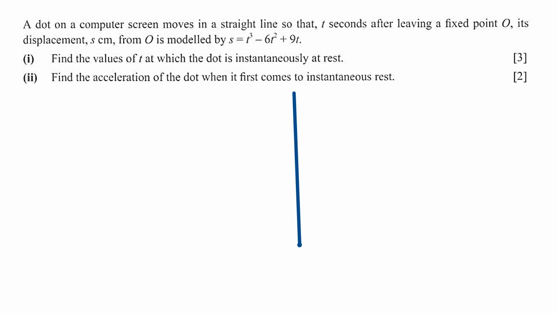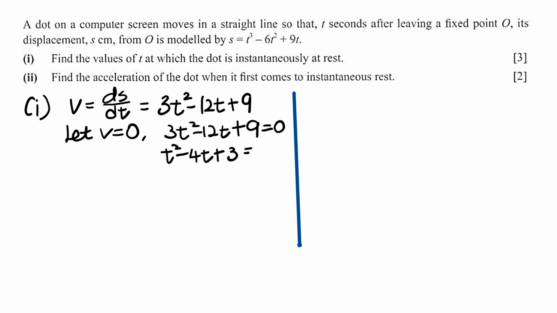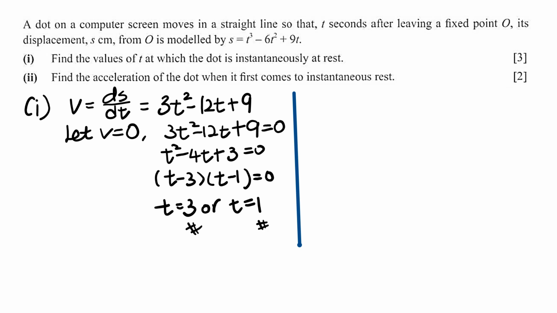When it's instantaneously at rest, it means the velocity is equal to 0. So we need to find the expression for the velocity. We differentiate the displacement, ds/dt, and let it equal to 0. Divide by 3 throughout to get t squared minus 4t plus 3 equals 0. Factorize it, and you have two timings when there is a turning point: t equals 1 or t equals 3.